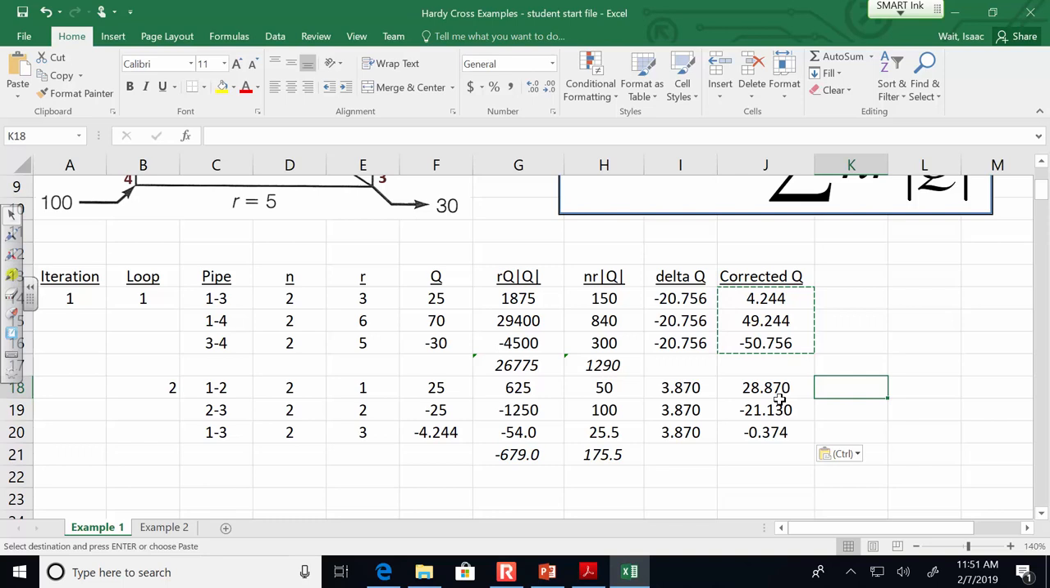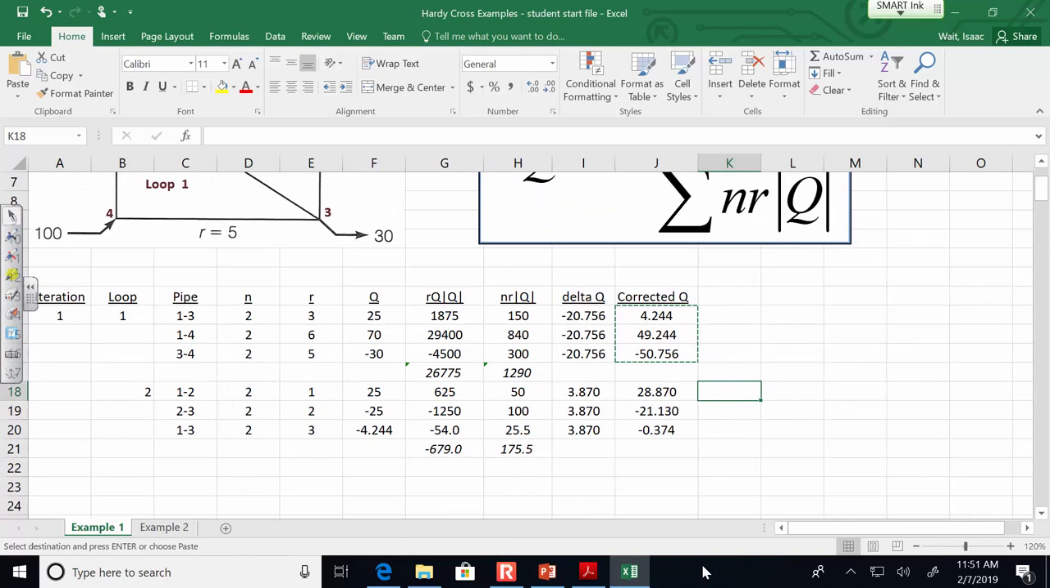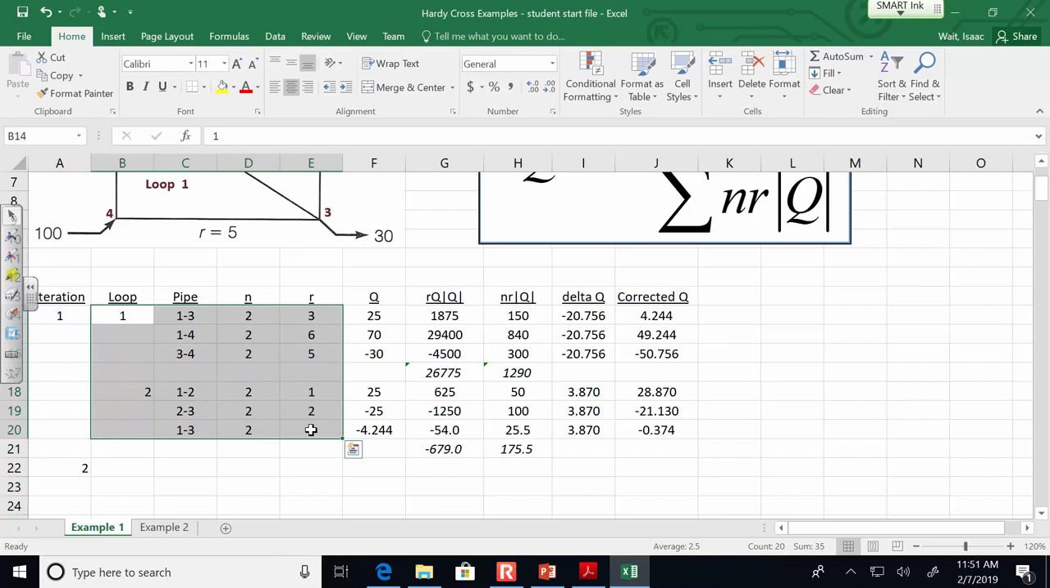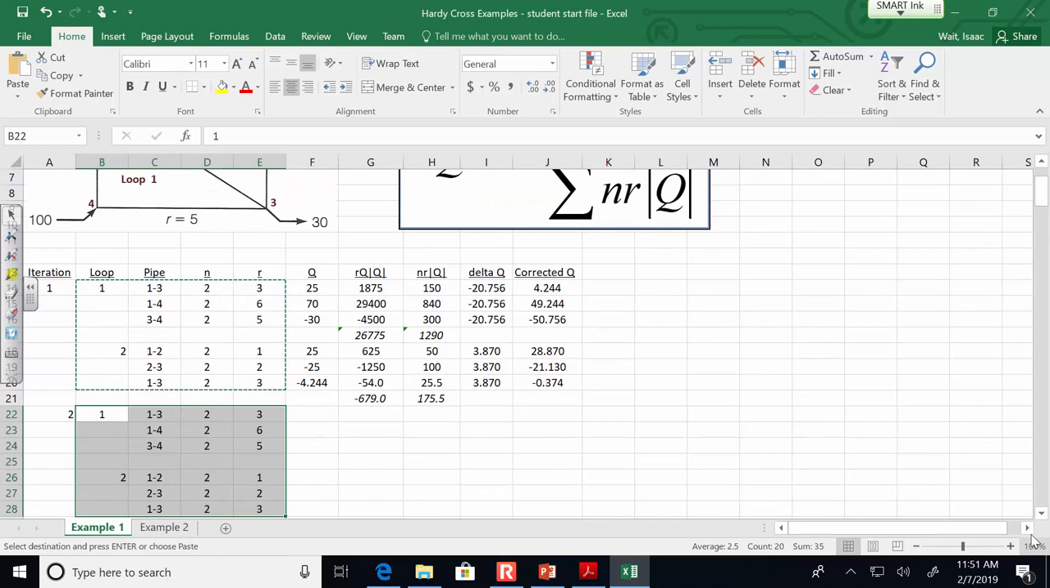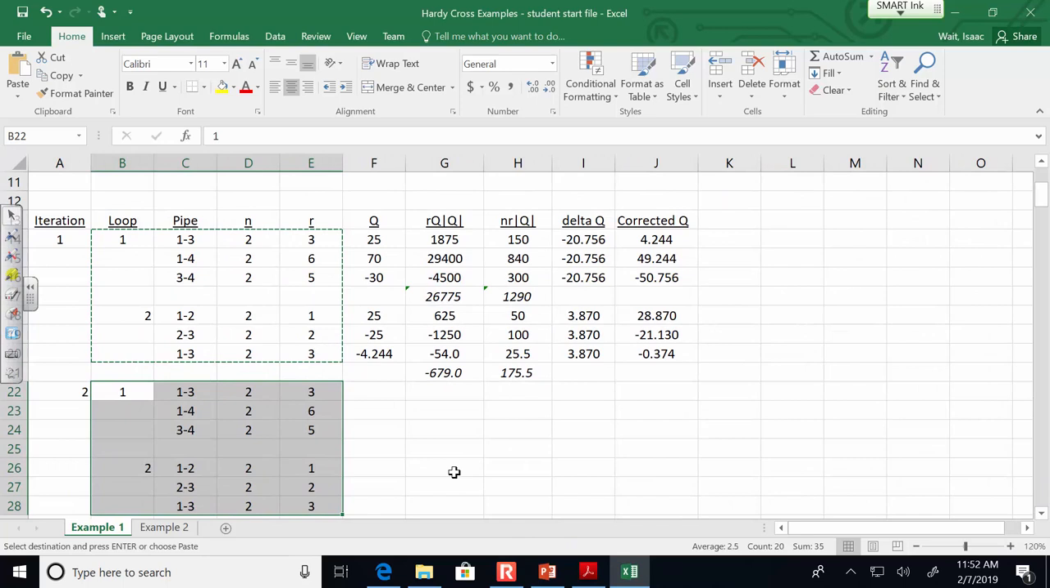Excellent. All right. Now, let's do iteration 2. So I'm going to say iteration 2. And this is kind of nice. I'm just going to copy all of this preliminary data because it doesn't change. I'm just going to do Control C, Control V. Because I want to basically repeat the whole process over again, but just in a second iteration with slightly updated flow rates.